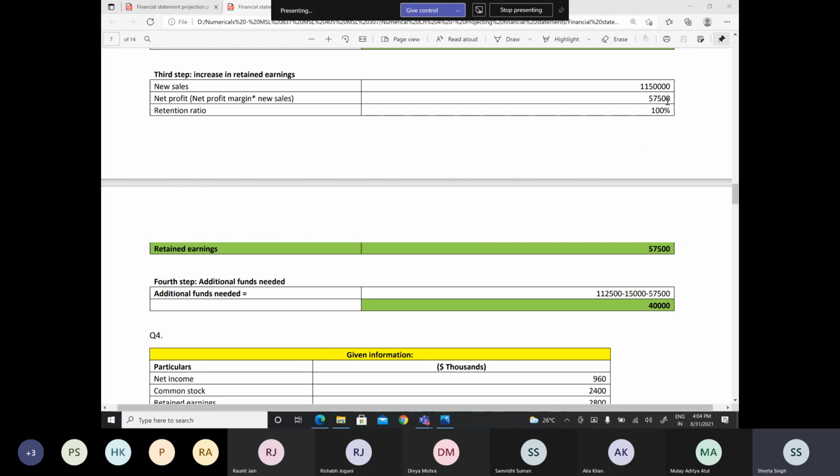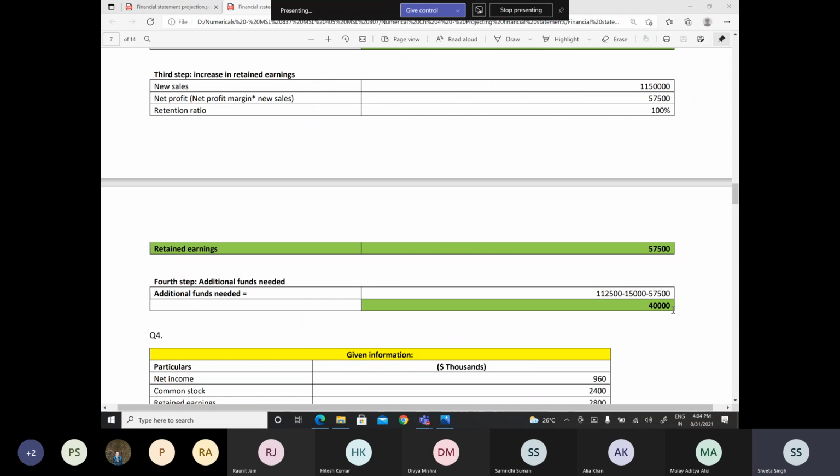The net profit will be 5% of this. We are retaining 100%. That means retentions are giving us 57,500 from our own operations. So the additional funds needed would be 112,500 minus 15,000 minus 57,500, which gives us $40,000.